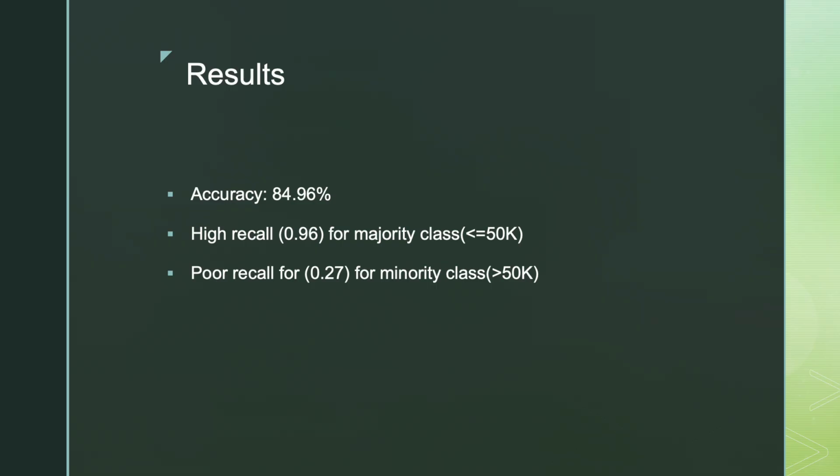Deeper analysis shows a strong class imbalance. This model achieves very high recall, 0.96, for the majority class, that is where the salary is less than or equal to 50K, but there was a poor recall, just 0.27, for the minority class, that is greater than 50K. This indicates bias towards predicting the majority class.